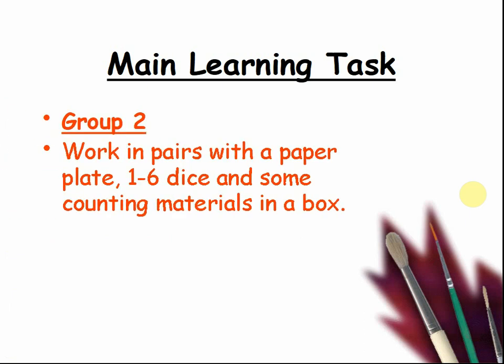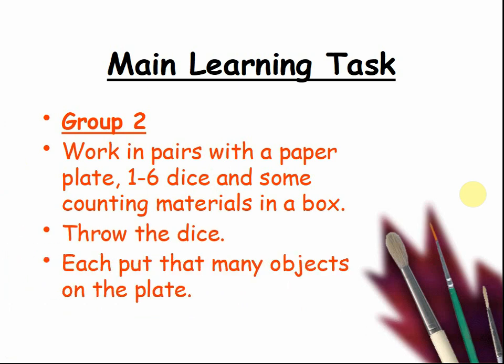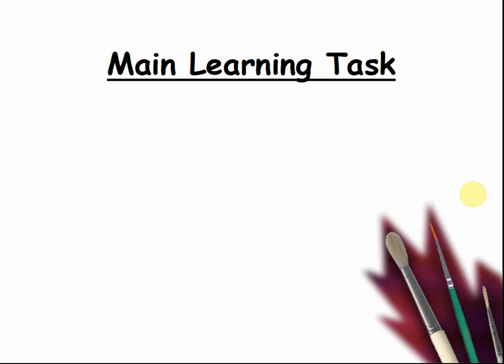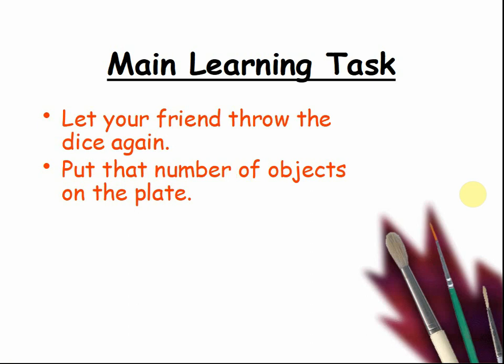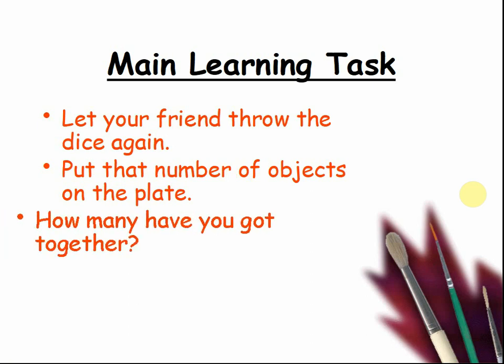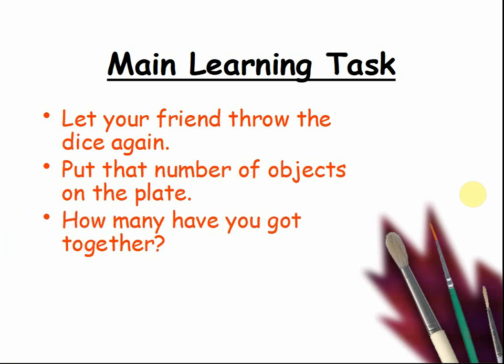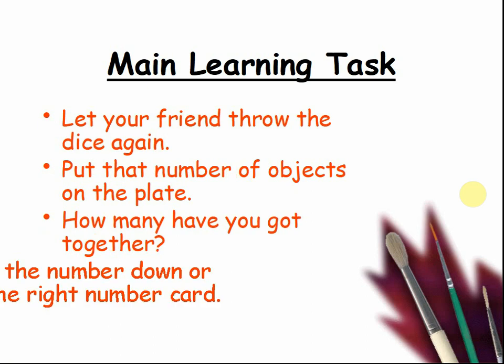Group 2. Work in pairs with a paper plate, 1 to 6 dice and some counting materials in a box. Throw the dice. Each put that many objects on the plate. Tell your friend, throw the dice again. Put that number of objects on the plate. How many have you got all together? Pause the video and play the game.